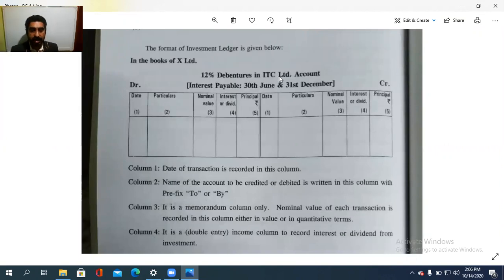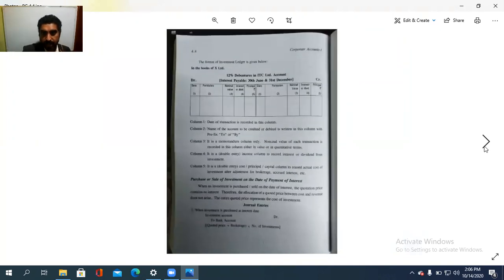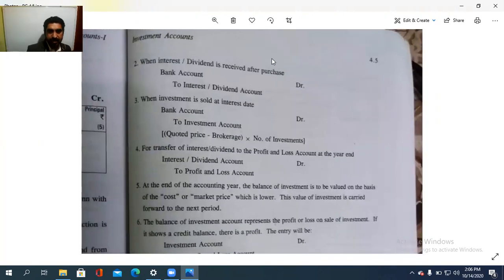If the transaction to be recorded is when the investment is purchased, then the entry is investment account debit to bank account, where the price is quoted price plus brokerage into number of investments. After the purchase, when interest or dividend is received, the entry is bank account debit to interest or dividend. And if the purchased investment is sold, then the entry is bank account debit to investment account, where the price is quoted price minus the brokerage into number of investments.